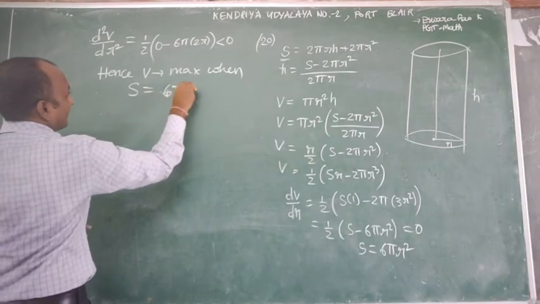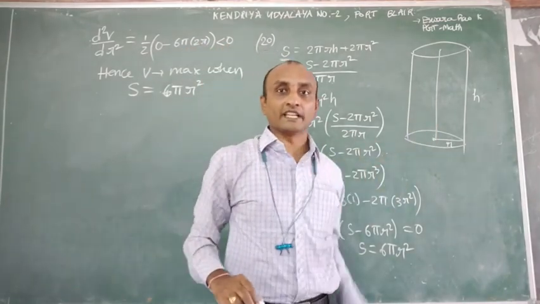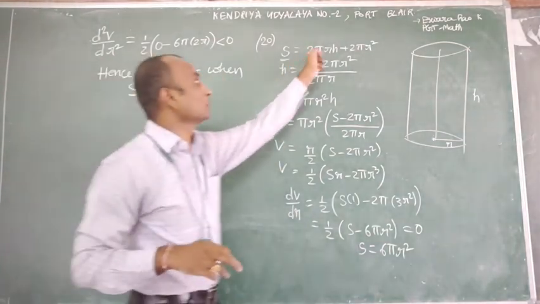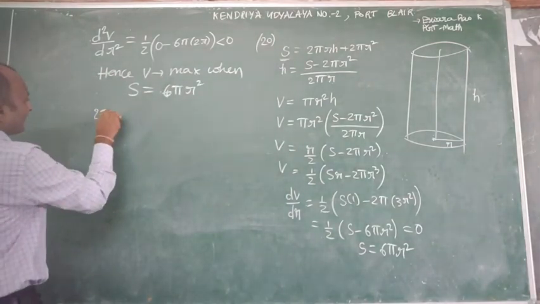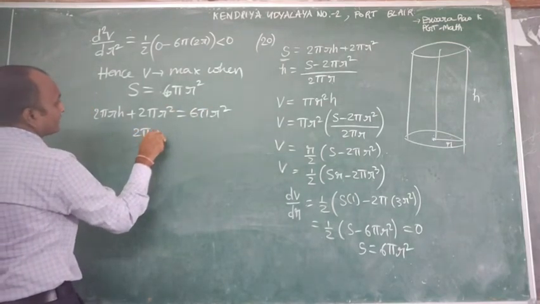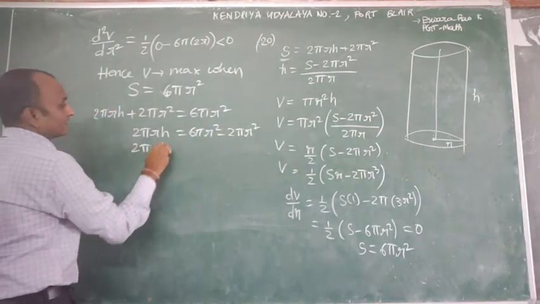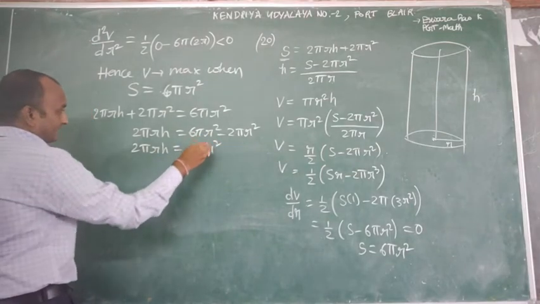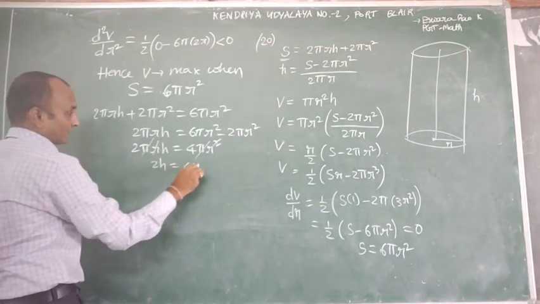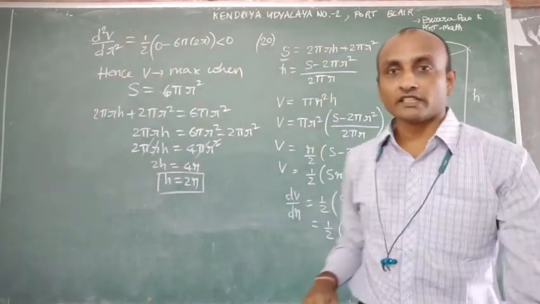S is equal to 6 pi r square. But what is to be proved? The height of the cylinder is equal to the diameter of the base. H is equal to 2r we should prove, but S is equal to 6 pi r square we got. We know S as 2 pi r h plus 2 pi r square. So 2 pi r h plus 2 pi r square is equal to 6 pi r square. So 2 pi r h is equal to 6 pi r square minus 2 pi r square, which is 4 pi r square. Pi and pi cancel on both sides, and r cancels on both sides. 2h is equal to 4r, h is equal to 2r, hence proved. Do you understand? The height is equal to the diameter of the base.